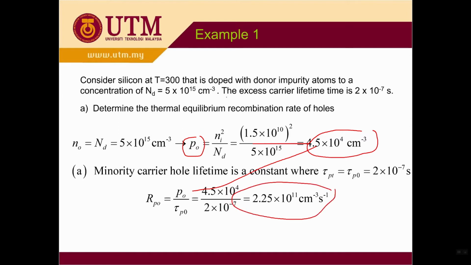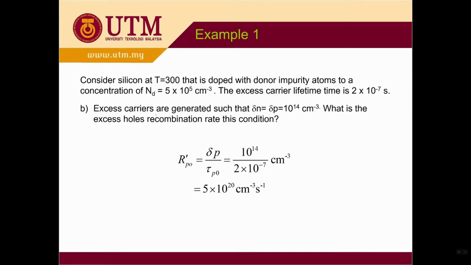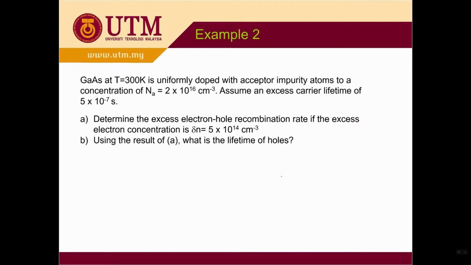Make sure that if you answer in the rates, you have centimeter negative 3 per second. Okay, let's look at the next one. For part B here, delta N and delta P are given. So what do you do? You just take the delta P, divide by the lifetime, and you get this answer. Fairly straightforward.